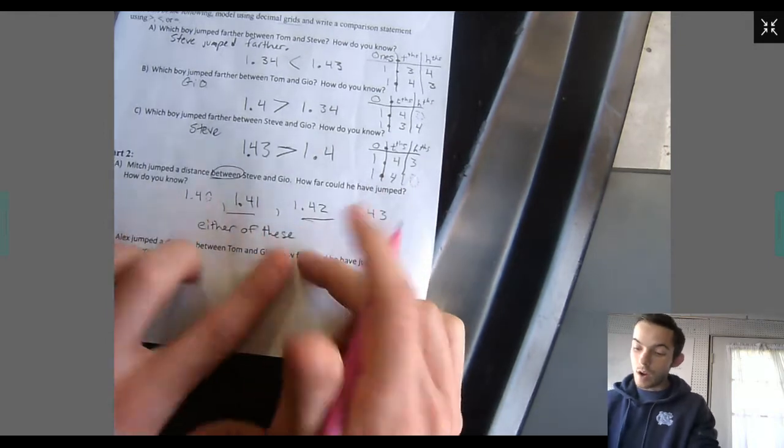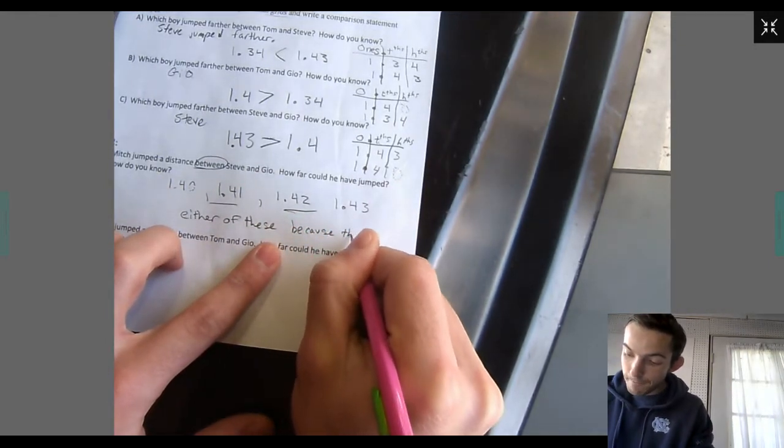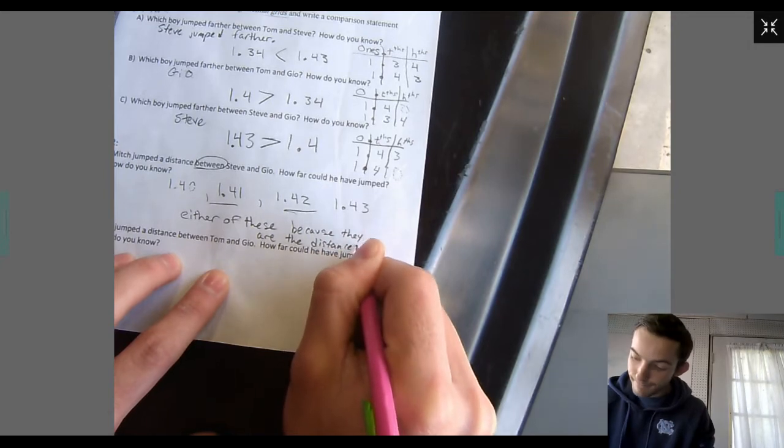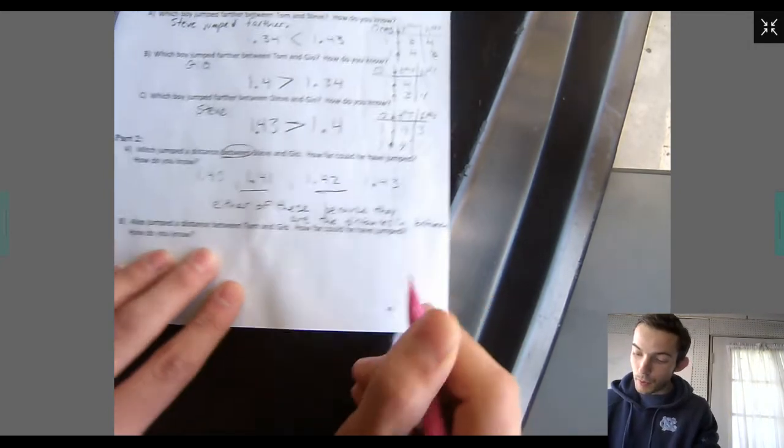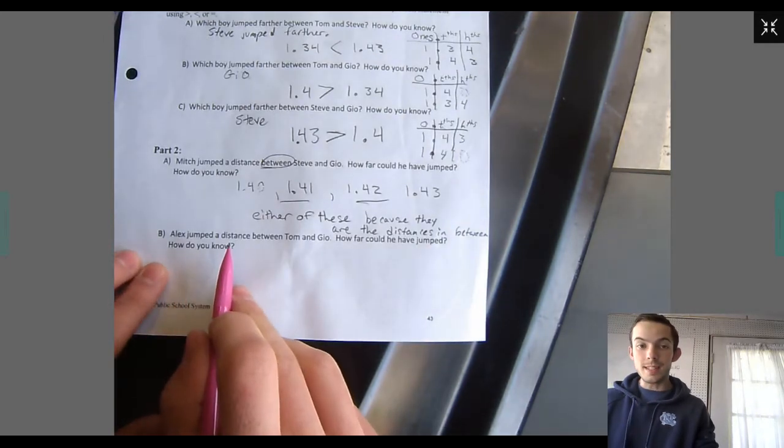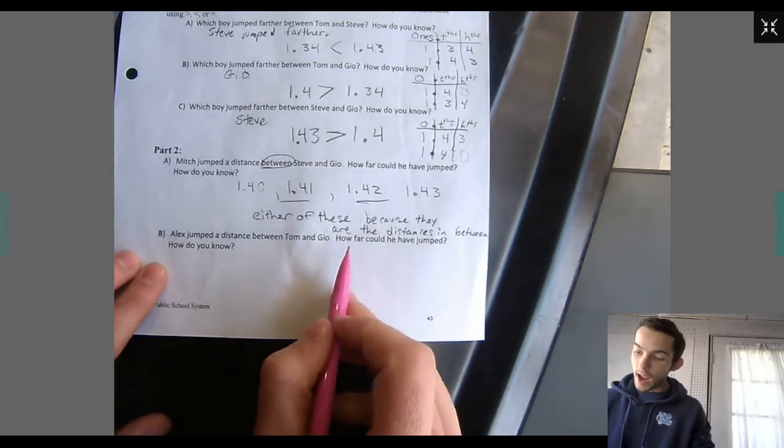And then how do you know? Because they are the distances in between. For part B, we have Alex jumped a distance between Tom and Geo. How far could he have jumped?